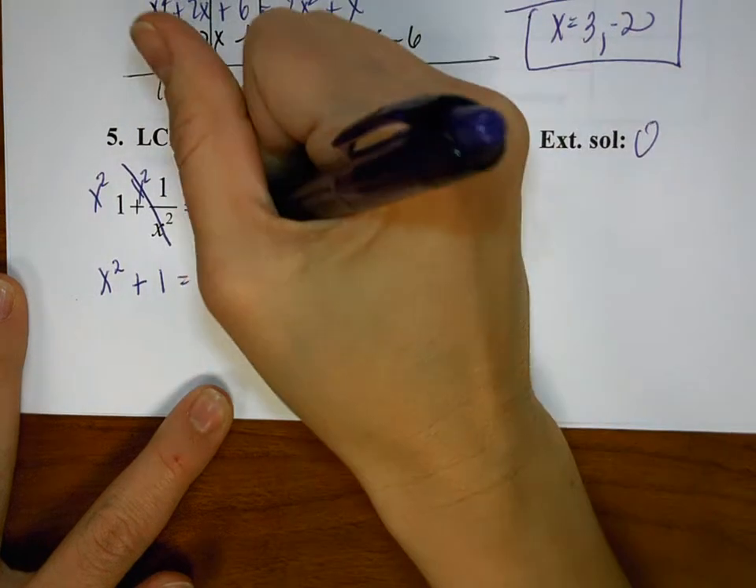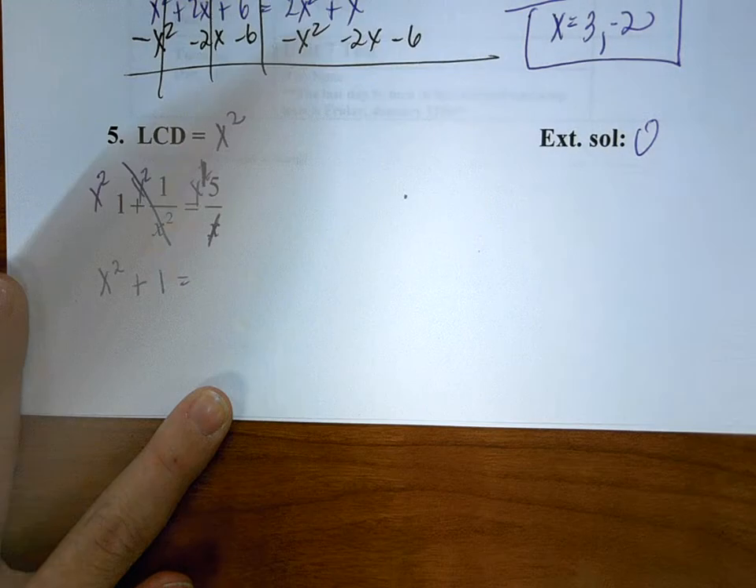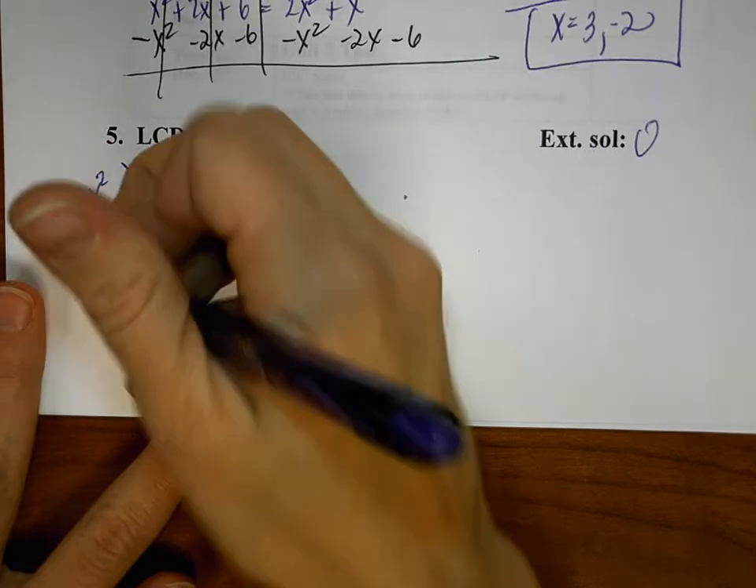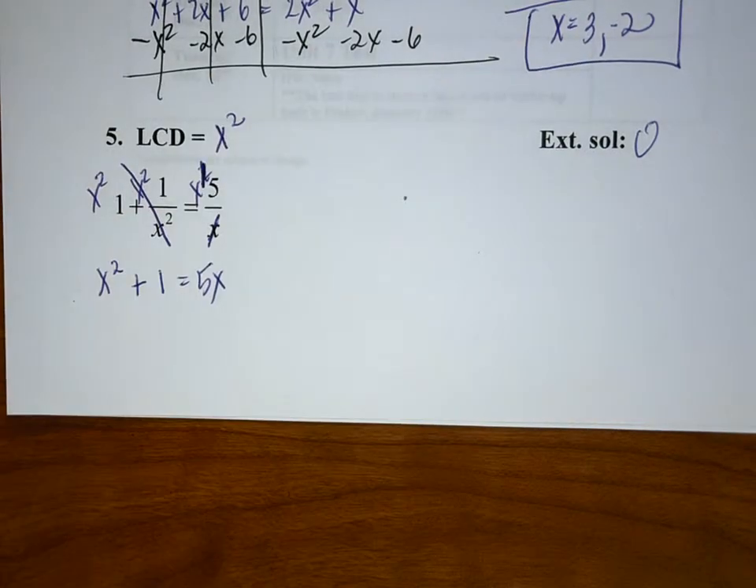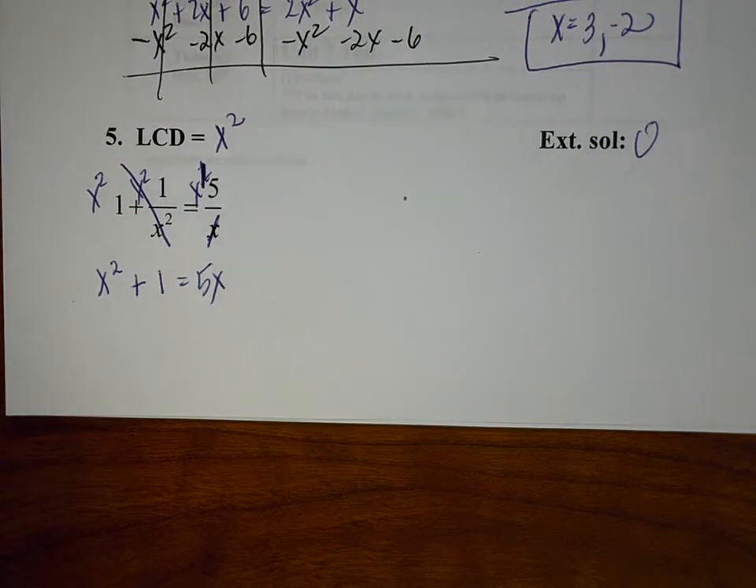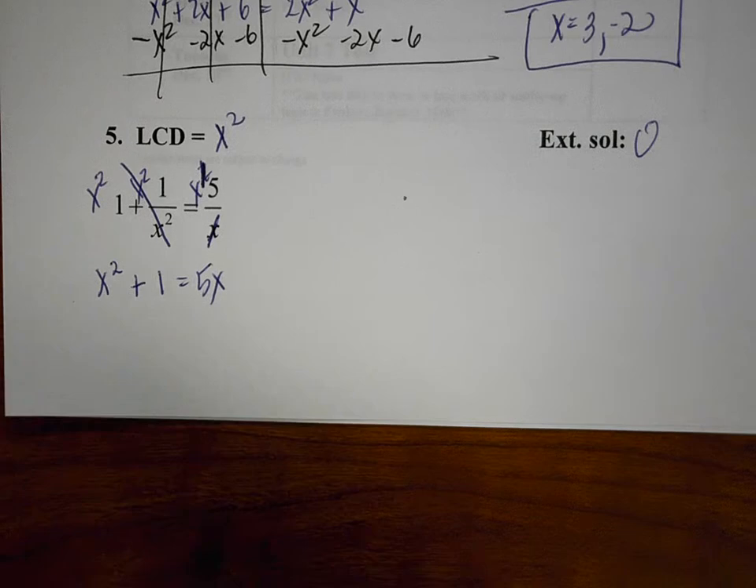And my last one, the x cancels. One of them cancels, and I'm left with 5x. Good. Okay, next step is to do what? Kate? Good, because there was no like terms, but I like that you said that too.